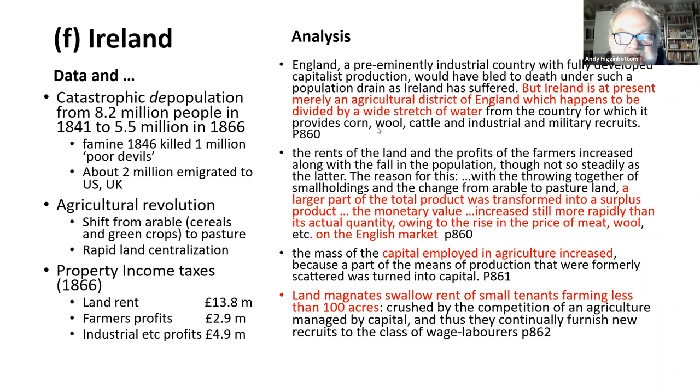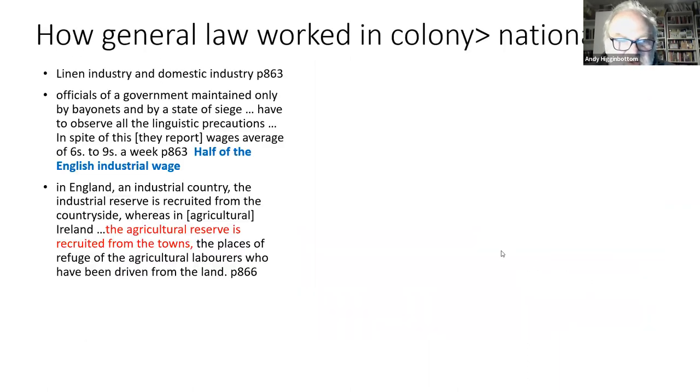Most landowners were English, so what you've got is a colonial situation. Marx describes Ireland as being part of an extension of England on the one hand, and we'll see the other hand in a second. What he's saying is this is a transformation, because rather than being consumed by mostly subsistence farmers, more and more of the product is produced for the market. So with the capitalization of agriculture, you have a destruction of small tenant farmers. And this is the form in which the production of a relative surplus population took in Ireland under colonial conditions.